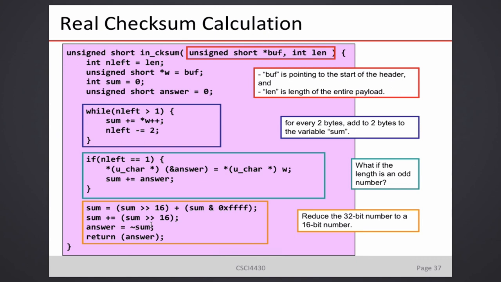What if the number of bytes is an odd number? What if the number of bytes is an even number? Will it receive different treatment? The last part is very, very interesting. Take a look for a while. I will stop recording.